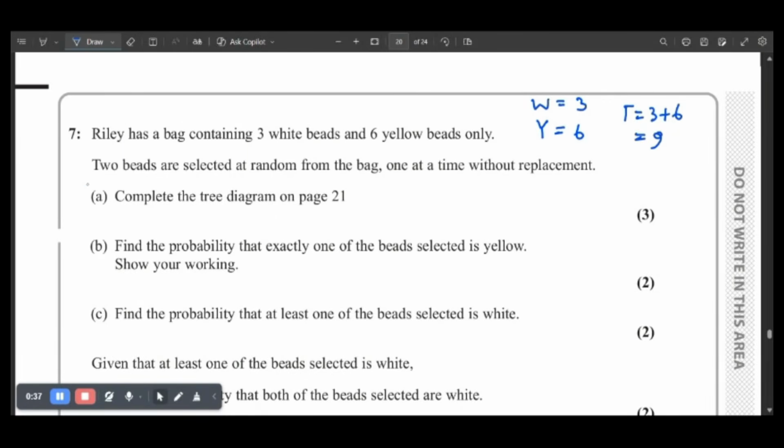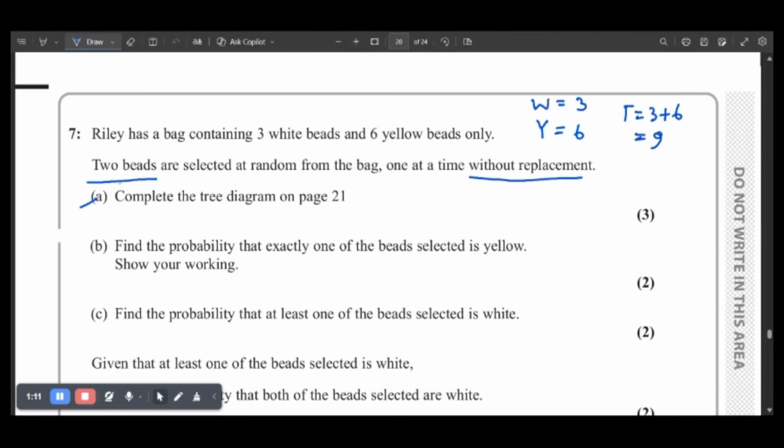2 beads are selected at random from the bag without replacement. This means that the beads are not returned back to the bag once chosen. This means that after every single turn, the total number of beads will decrease by 1, and the number of the specific color that is chosen will also decrease by 1. So we can move to the question parts.